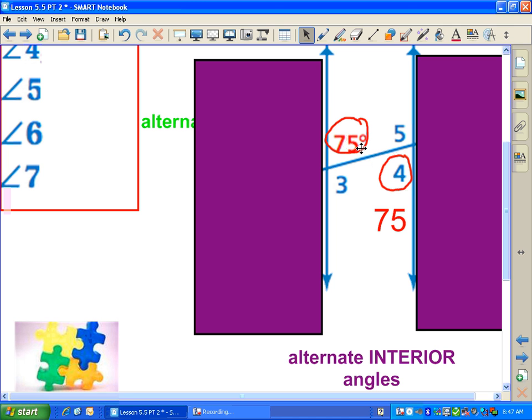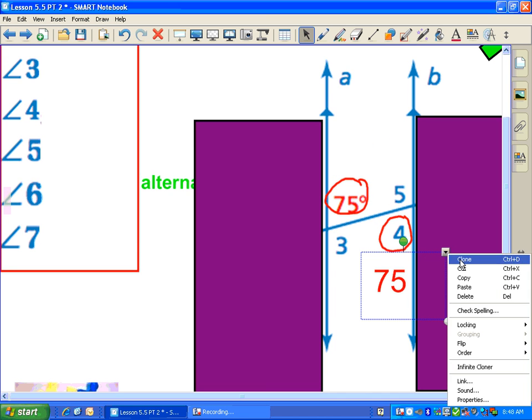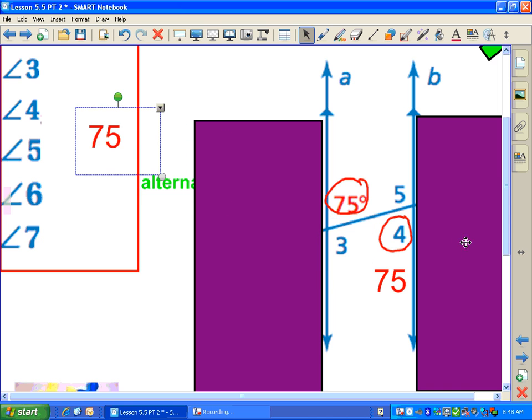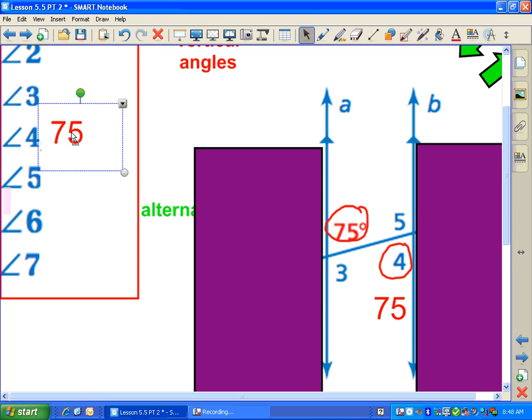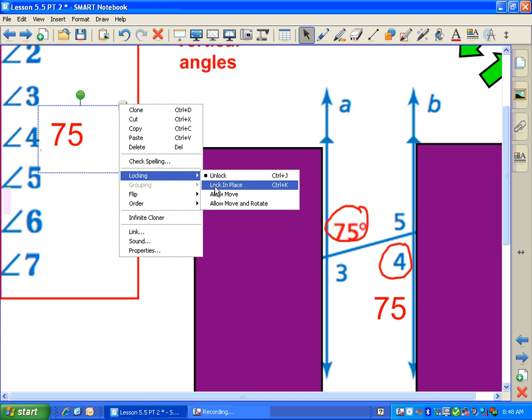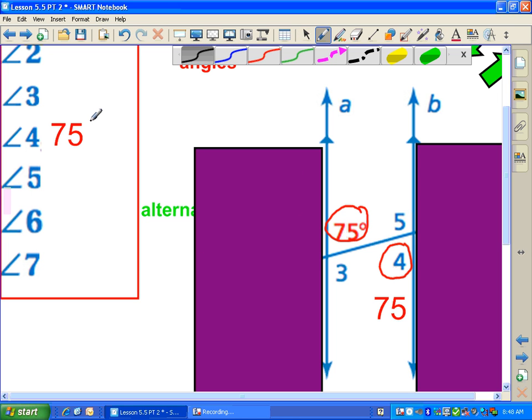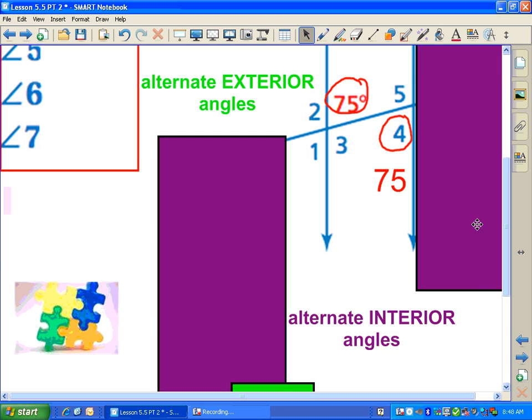And I'm going to call these angles alternate interior angles. They're on the inside of my parallel lines, and they're on opposite sides. So 75 degrees. Go ahead and clone this guy so I don't forget. And you say minus 10 bears. That's going to go over with angle 4. Go ahead and lock it down so it doesn't move around on me. And I know. There's my degrees. All right. Alternate interior angles. All right. Take these pieces away.